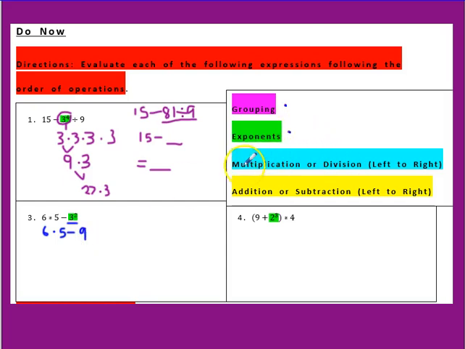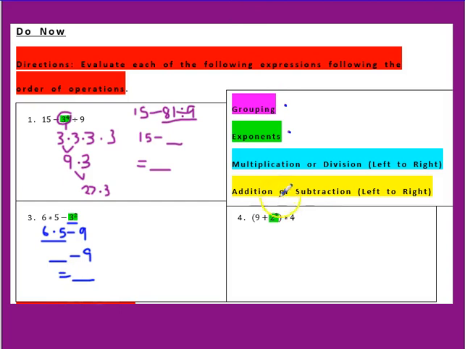We've done the exponents. Now we're looking for multiplication or division, whichever one comes first. Looks like we have multiplication. What is 6 times 5? Put your answer here, and then all that's left is to subtract 9 from it and put your answer here.